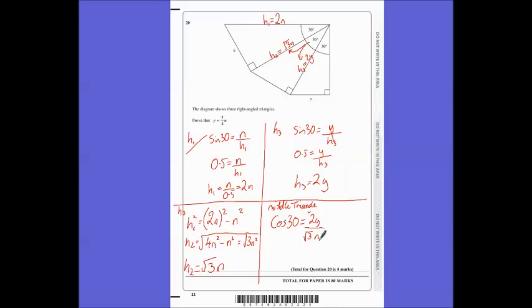Now cos 30, again we need to know our exact values here, is root 3 over 2, is equal to 2y over root 3 n. So multiply that out, take the root 3 n up this side, we'd have root 3 times root 3 n, all over, and we might as well do this in one step, is equal to 2y times 2. So root 3 times root 3 is just 3, so we've got 3n is equal to 4y, and we can rearrange that, take the 4 down the other side, we've got 3/4 of n equals y, which is exactly what it asked us to work out.